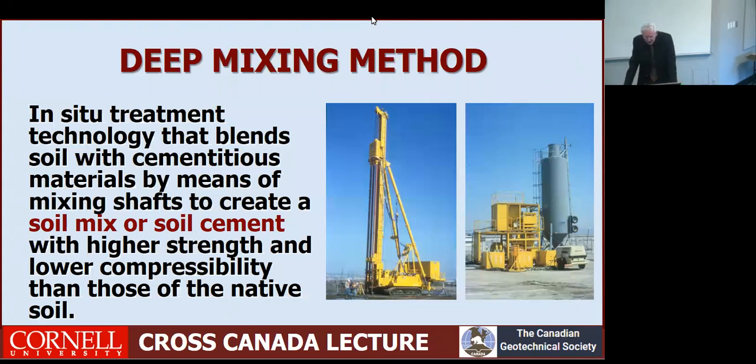Deep mixing methods involve some fairly specialized rigs. You can see a triple auger rig in one of these pictures. And then they also involve highly computerized batching plants where the cementitious materials are blended and mixed to some sort of a water content, typically between 0.8 to 1.25. You'll often have type 1, type 2 cements, and sometimes you'll have slag and other kinds of additives which will help lubricate the material. And they're all computerized and then sent to the augering rigs and mixed in place to create a soil mix or a soil cement.